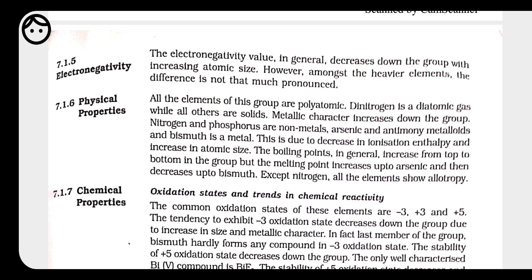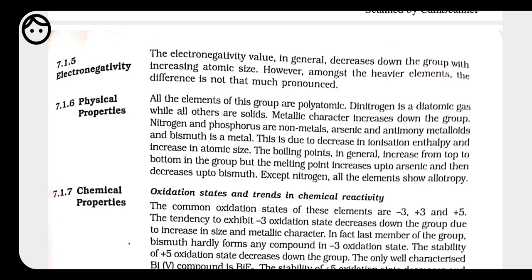Here metallic character increases down the group, because we are talking only about the nitrogen group. So on moving down in a group, metallic character increases. Nitrogen and phosphorus are taken as non-metals. Arsenic and antimony are taken as metalloids. Bismuth is taken as a metal. This is due to the decrease in ionization enthalpy and increase in atomic size.